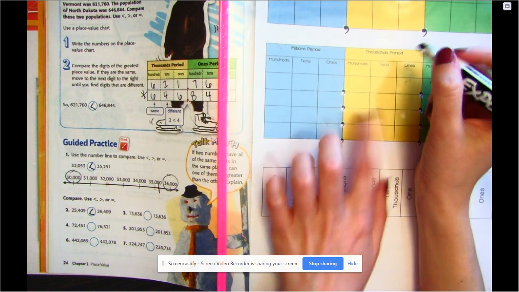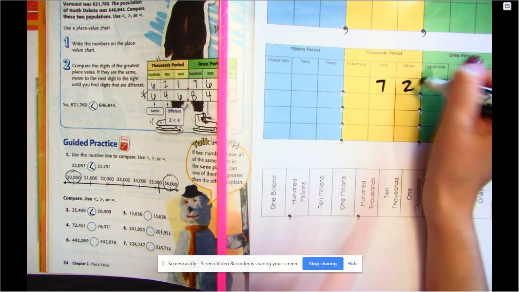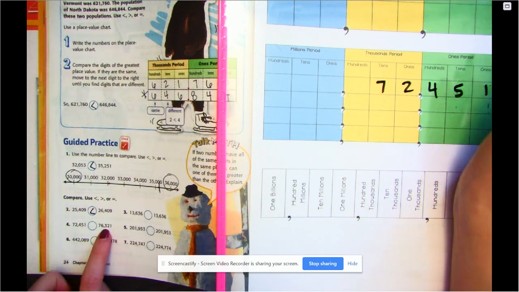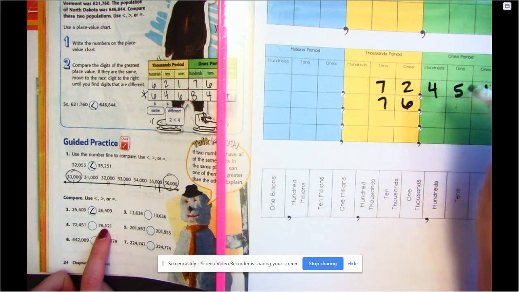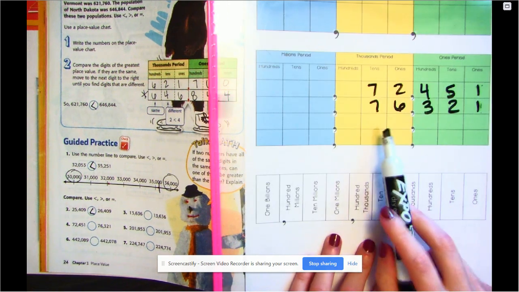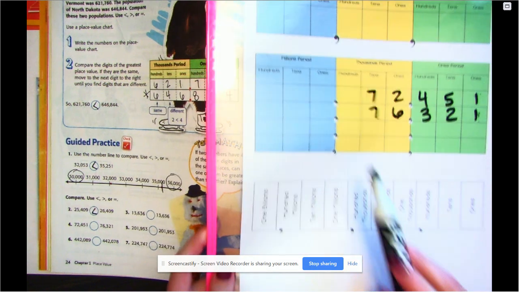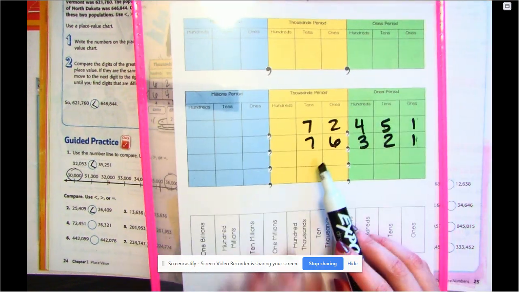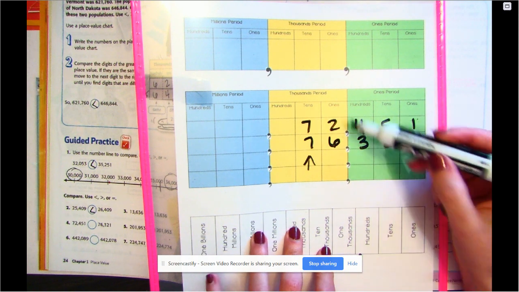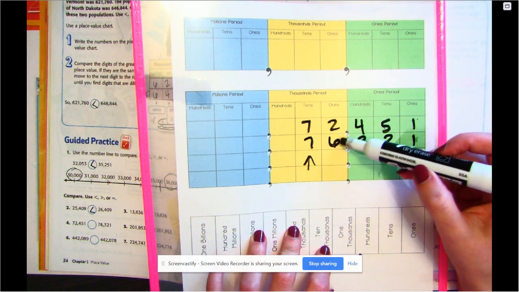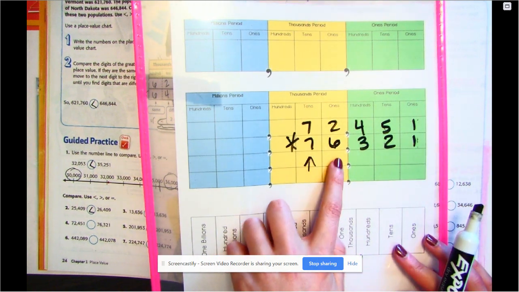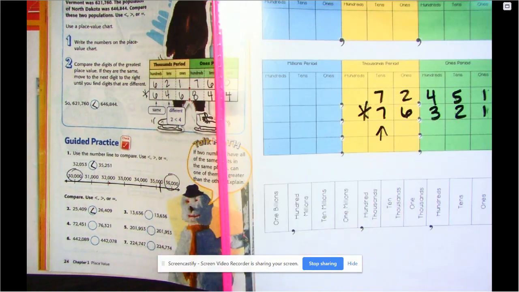Do the next one. Again, I'm just going to write the numbers. So I've got 72,451 and 76,321. So I always have to start with the biggest place value, which in this case is, again, the 10,000s place. I've got 2 7s here, so I can't look there. And you look at the next place. This 6 is bigger than the 2. So that means that this number, 76,000, is bigger than 72,000.